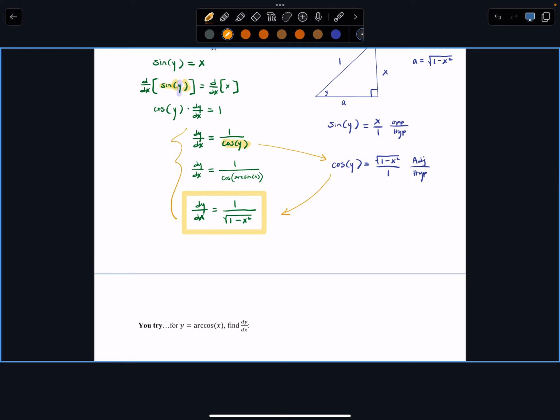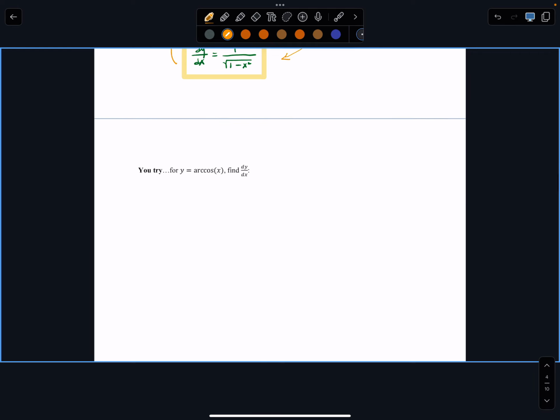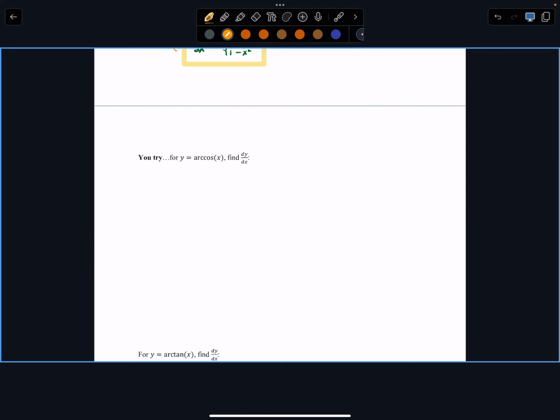Okay, why don't you try using this as your model? Why don't you come up with the derivative of arc cosine? And if you're stuck, you can talk to someone sitting near you.